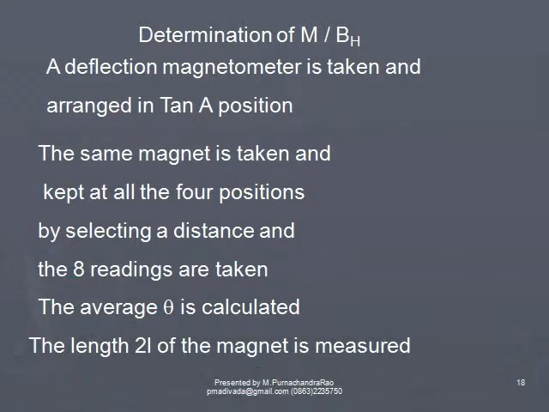The same magnet which is used in the vibration magnetometer is taken. By selecting a distance, the magnet is kept at the 4 possible positions and 8 readings, 8 deflections are taken.